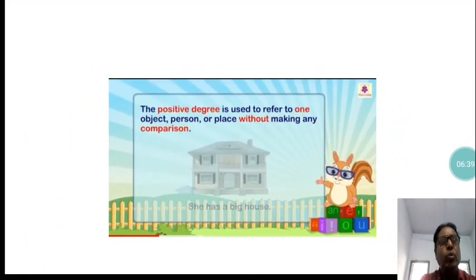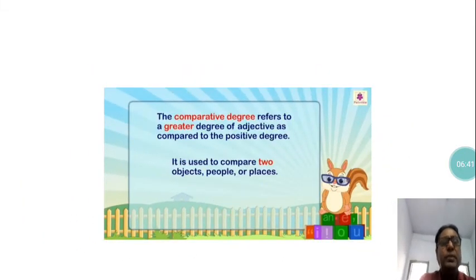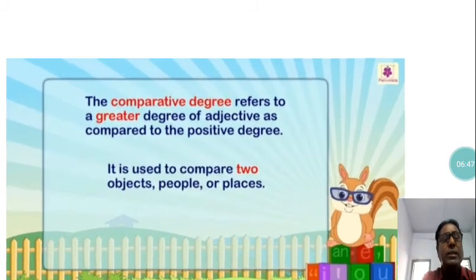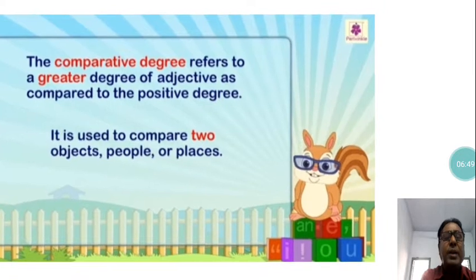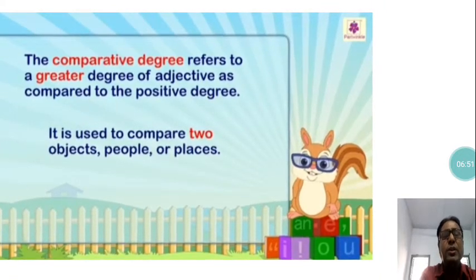Now, let us move to the next one, the comparative degree. The second form of degree is comparative degree. What is comparative degree? Comparative degree refers to a greater degree of adjectives as compared to the positive degree.